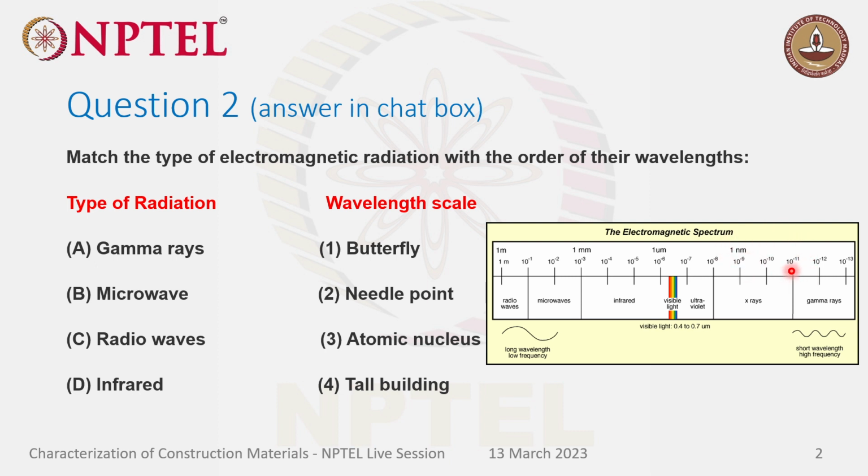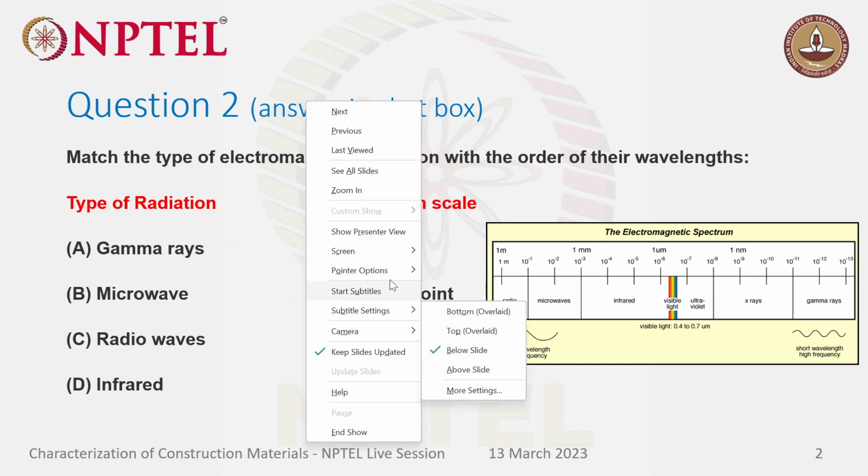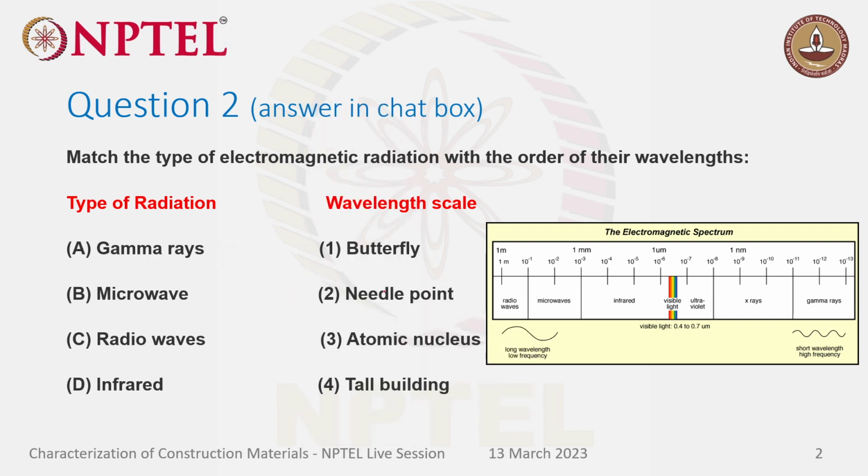Okay, so it's a range of 10 to the power of minus 11 to 10 to the power of minus 13. It's less than 10 to the power of minus 11. So in that case, which of the following can match? Butterfly, needle point, atomic nucleus, and tall building. Out of this, atomic nucleus will match here. Okay, so let me take a pen and point it here. So gamma rays we can match to atomic nucleus.